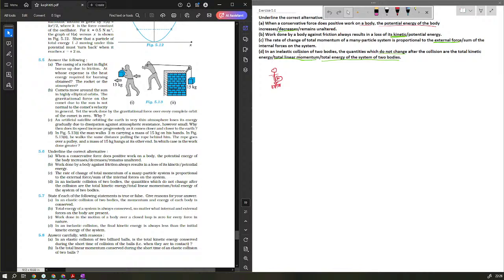Now in an elastic collision of two bodies, the quantities which do not change after the collision are the total kinetic energy or the total linear momentum. Linear momentum is conserved, and also the total energy of the system is conserved. So in this case again the total linear momentum would be there and the total energy of the two bodies would be there.